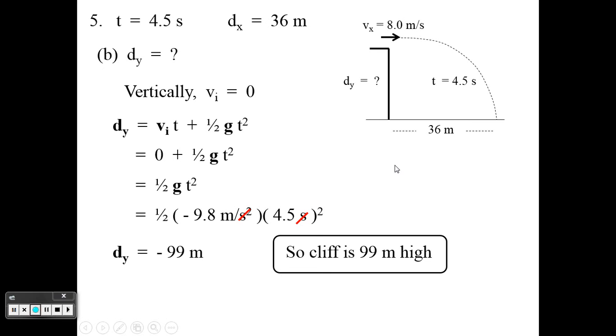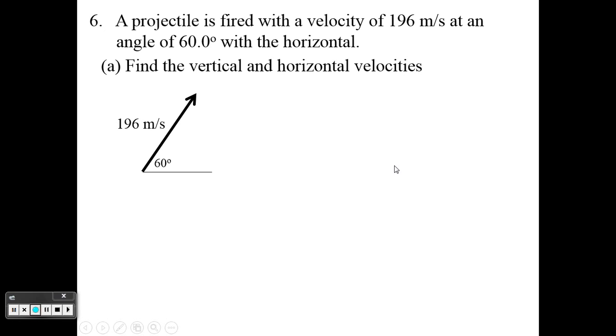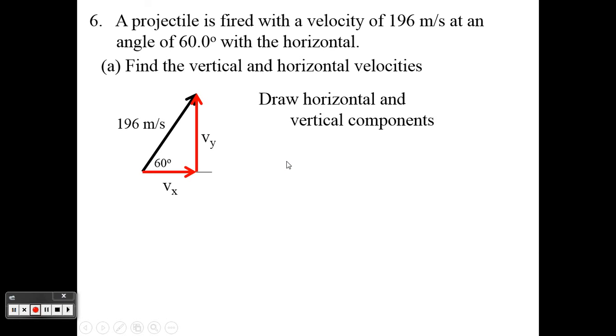Okay. Now let's make it a little more interesting. Now let's fire a projectile at an angle. So we have a velocity of 196 meters per second out of the gun at an angle of 60 degrees. First of all, let's find the vertical and horizontal velocities. So we're going to draw components, V sub x being the horizontal component, V sub y being the vertical component. And then we're going to use SOHCAHTOA.